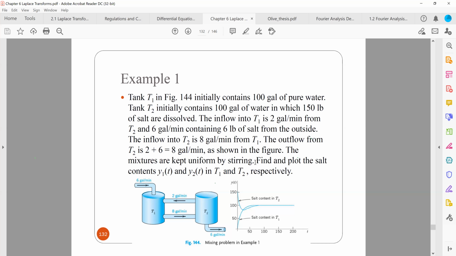These 6 are coming from outside. Where is the 6? Yeah, 6 gallons per minute containing 6 pounds of salt. Okay.